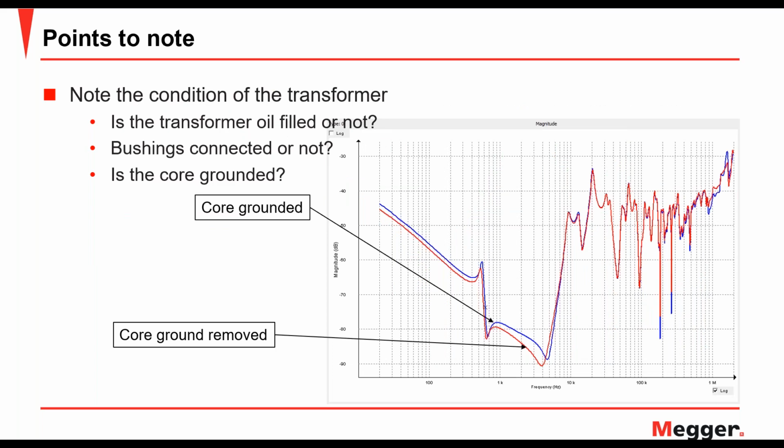Note the condition of the transformer. Is the transformer oil filled or not? Having the transformer filled with oil or filled with air will result in different responses because oil and air have different dielectric properties, which basically means they have a different capacitance. So you will get different responses depending on what fluid is inside the transformer.